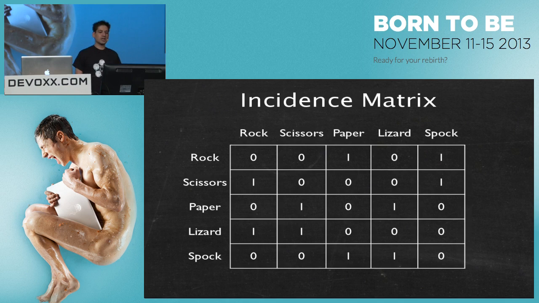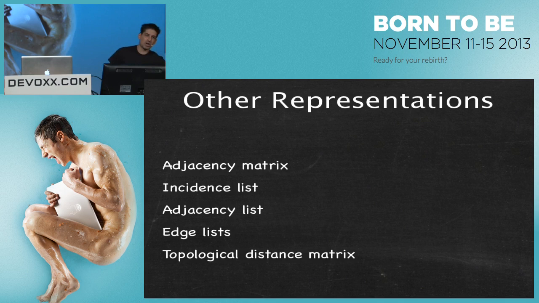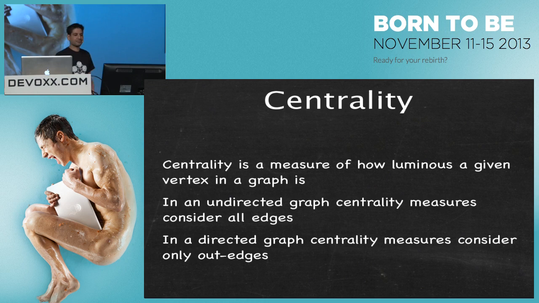The alternative ways of doing this are adjacency matrices, which are where, instead of looking at where the edges come in, you're looking at where the edges go out. Incidence list and adjacency list are the same ideas, apart from that you just list the edges. An edge list, you take a node and you list all the edges going out of it. And topological distance matrix is where you don't put just a 1 in, you put how far it is from each node to each other.